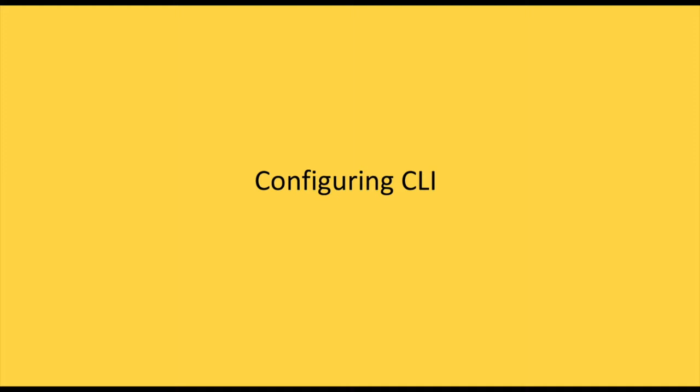In this video, we are going to see how we can configure CLI. So in the past video, we had seen how to download and install CLI, the command line interface, which provides programmatic access to AWS. In this video, we are going to see how we can configure CLI so we can use it further and all the associated features with CLI. So let's get started.